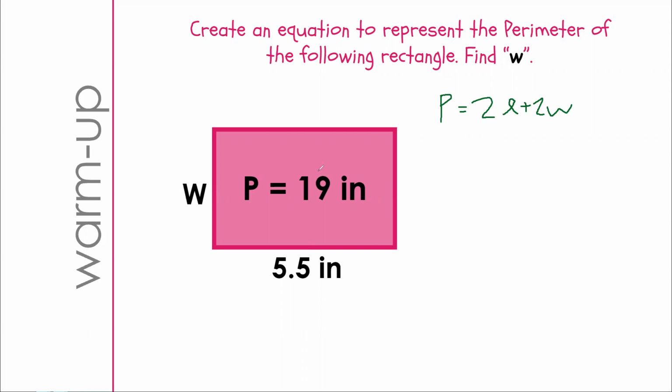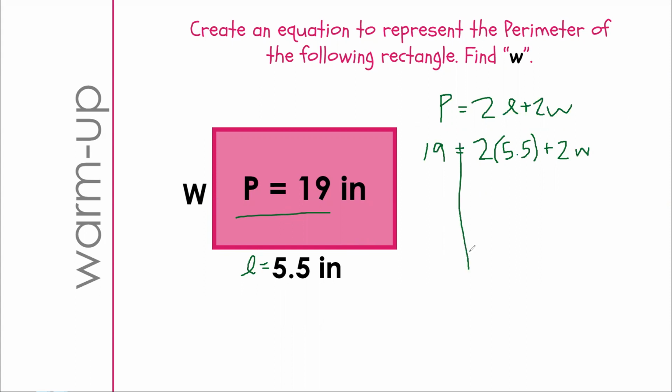So I'm plugging in a 19 for my P because those are equal to each other. Instead of writing that P, I'm going to write 19. And that's going to be equal to 2 times my length. My length is going to be this 5.5, so that's what I'm going to substitute in there, 5.5. And then it's plus 2W. I don't have a number for W. That's actually what we're going to be solving for, so that's going to stay my variable.